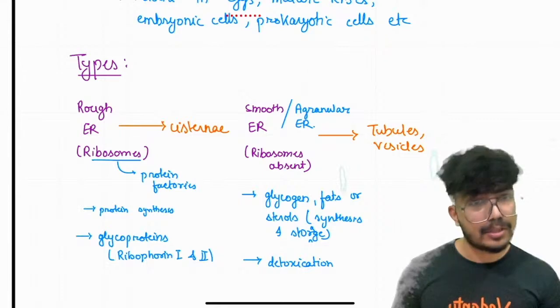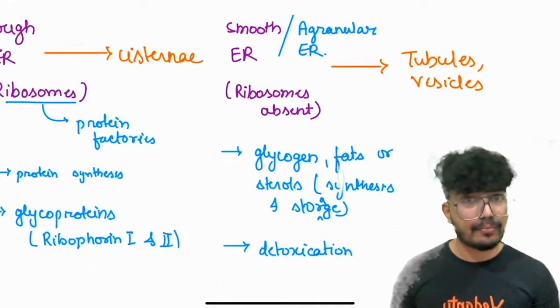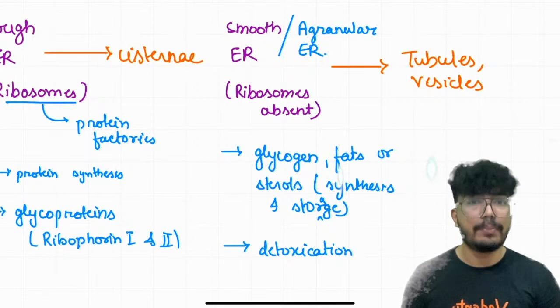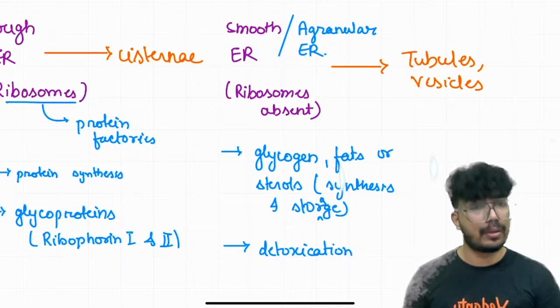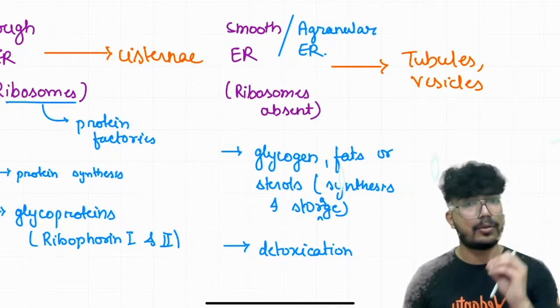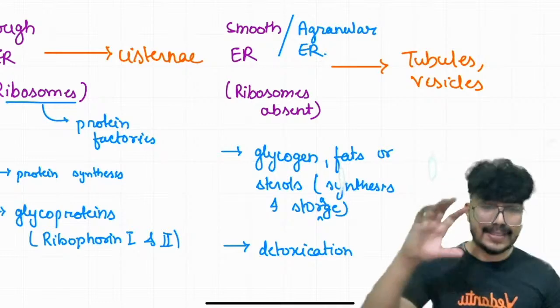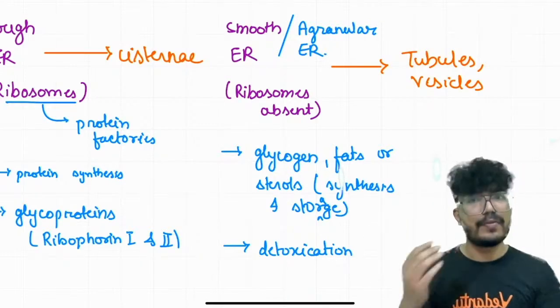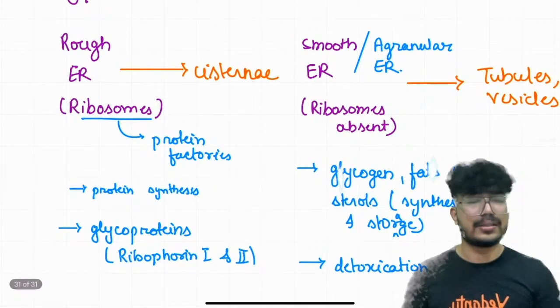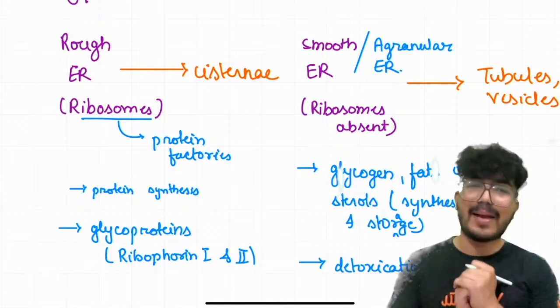SER is also known as agranular endoplasmic reticulum. Ribosomes are absent on the surface. It is involved in the synthesis and storage of glycogen, fats, or sterols. It also helps in detoxification. SER occurs in the form of tubules and vesicles, whereas the RER occurs in the form of cisternae. Okay, that's all from my side for today's class.